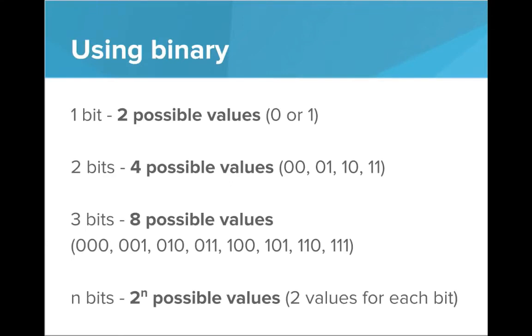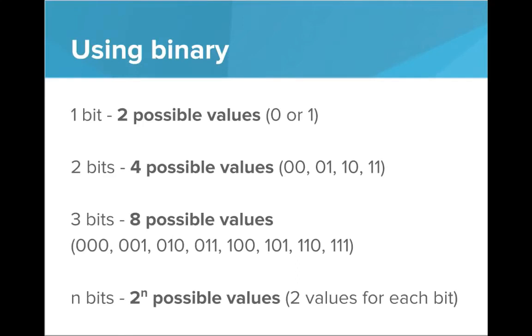Now if we jump to 3 bits, we double it again. We see that for every one of these values in 2 bits, all we have to do is put a 0 or a 1 in front of it, and we double it. So every time you add a bit, you're doubling the amount of values you can store from the previous number. So n bits can really store 2 to the n possible values, 2 values for each bit.